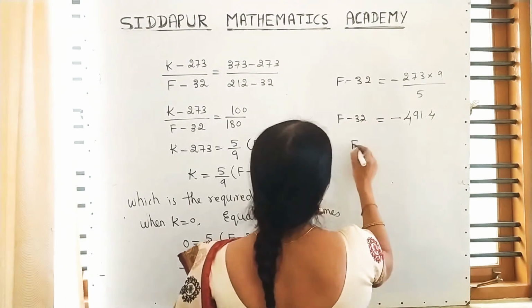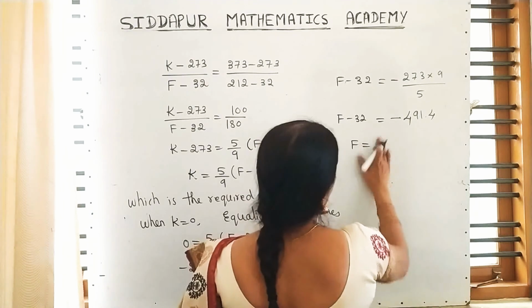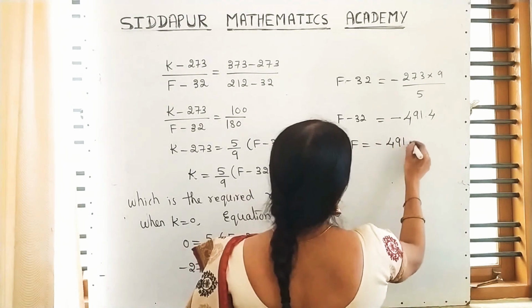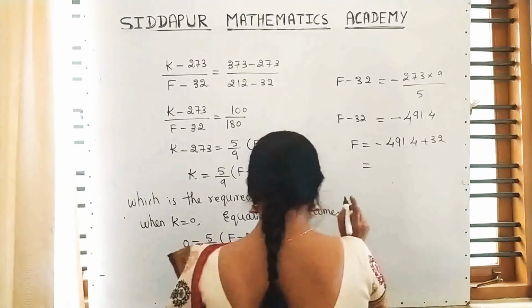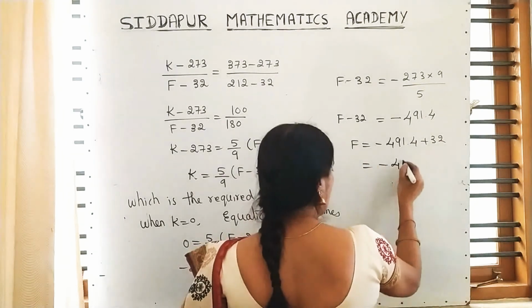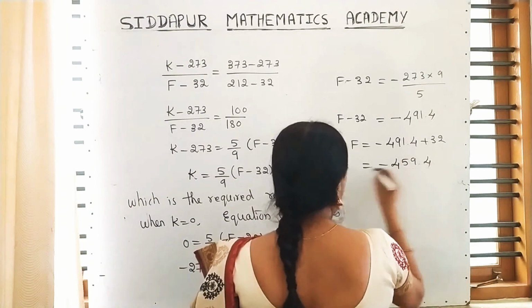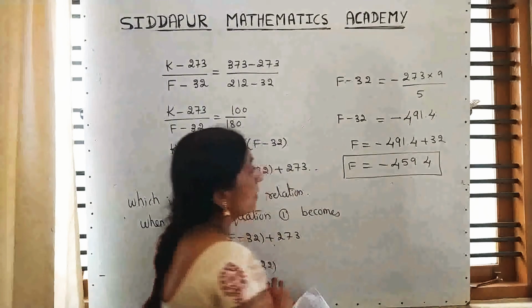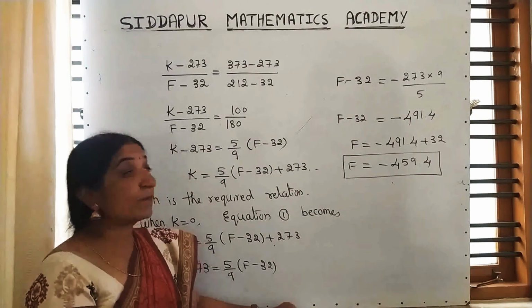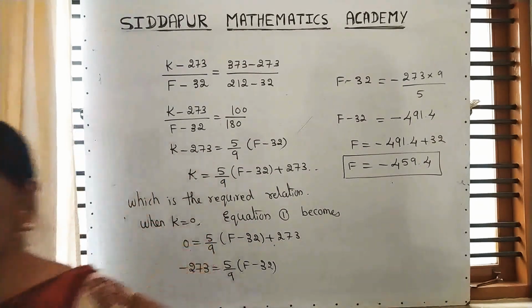Then what is F? F is equal to minus 491.4 plus 32. One is minus, one is plus. We have to go for subtraction. Minus 459.4. This is the F value, and this is the required answer. And I will give one more alternate method for the same problem.